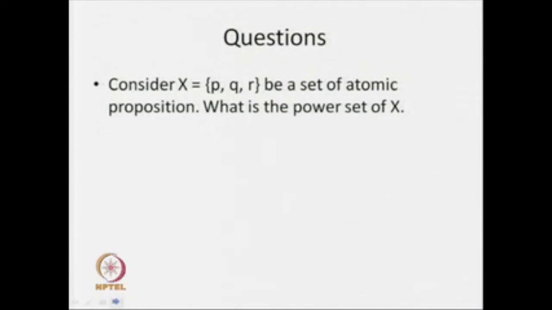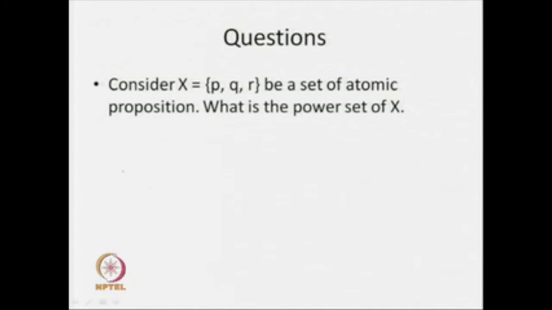Now, in this particular lecture, we are going to see some questions. Okay, a simple question I am going to consider. The first question: consider a set of atomic propositions X, where we have 3 atomic propositions p, q, r. Okay. So, this is a set of atomic propositions. Now, what is the power set of X? Why do you need it? Because of the labeling function, we have seen that the states will be labeled by the members of the power set of our atomic propositions. So, this is very simple.